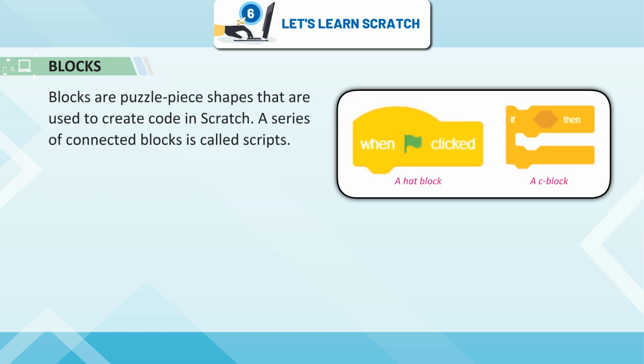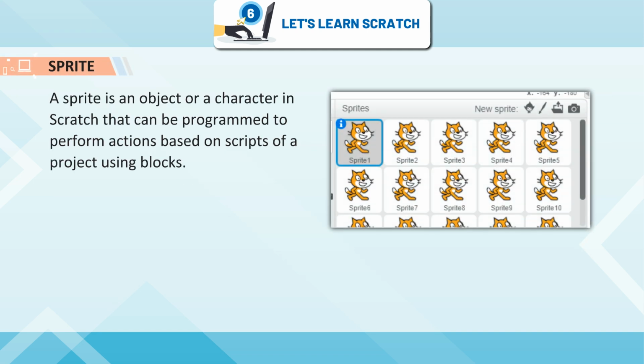Blocks. Blocks are puzzle piece shapes that are used to create code in Scratch. A series of connected blocks is called scripts. Sprite. A sprite is an object or a character in Scratch that can be programmed to perform actions based on scripts of a project using blocks.